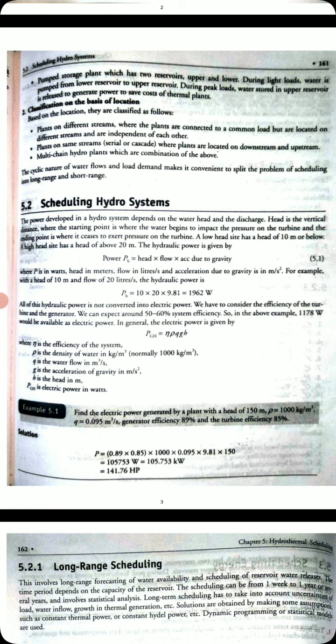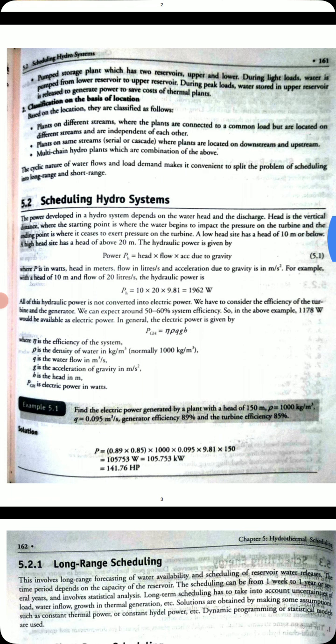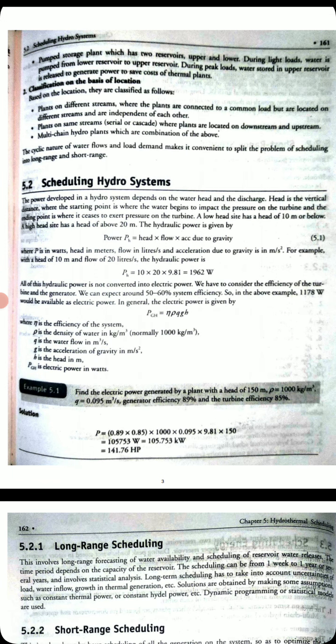So all the hydraulic power is not converted into electric energy. This is the hydraulic power we have calculated. PH is for hydraulic power. So we need to consider the efficiency of the turbine and generator. Around 50 to 60% is the system efficiency, meaning out of the total hydro power, 50 to 60% is converted to electric energy. From the above problem, we can tell that out of 1962 watts of hydro power, it will be converted to 1178 watts of electrical power.